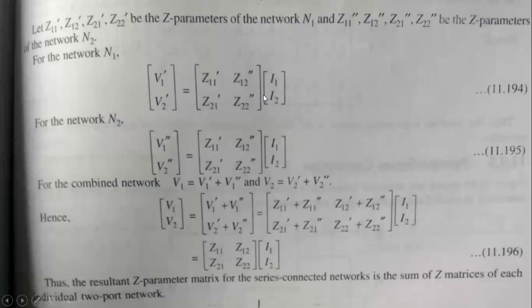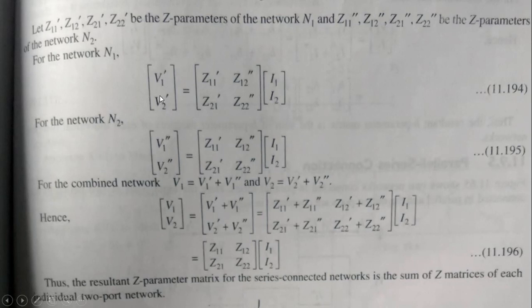For the network N1, now see the representation of the series network, V versus I. V is equal to IZ. V equal to IZ is the basic formula for the ratio of the voltage and the current. So what is my V? V is nothing but V1, V2 with a dash. Z is nothing but Z11, Z12, Z21, Z22, and I is nothing but my I1 and I2.